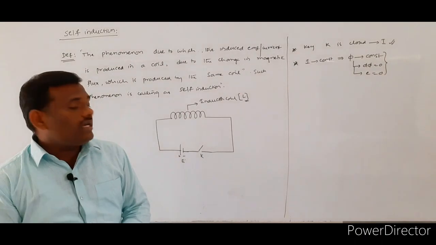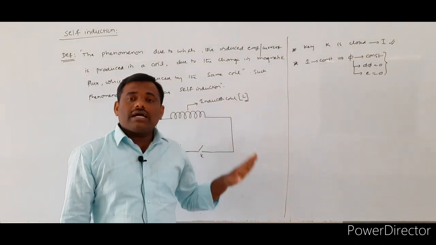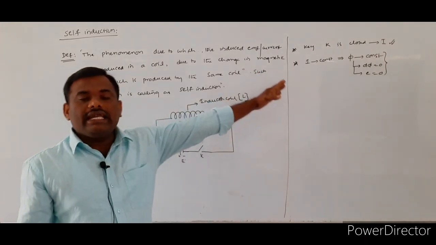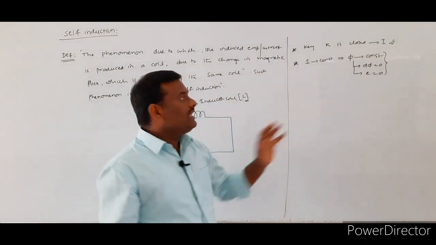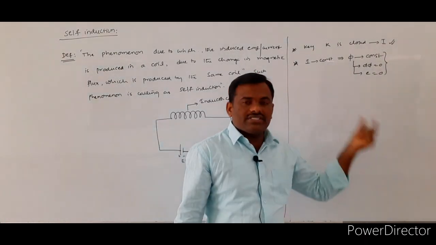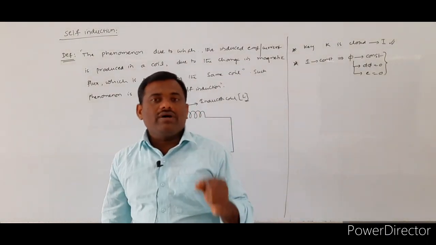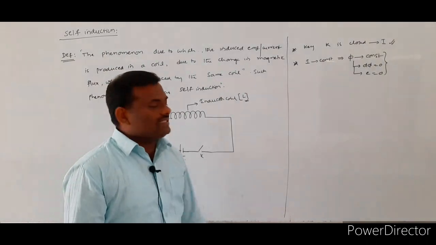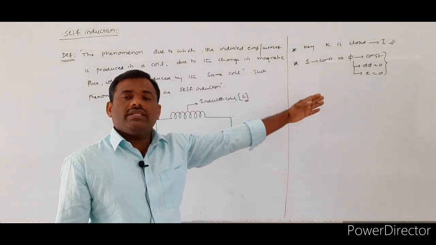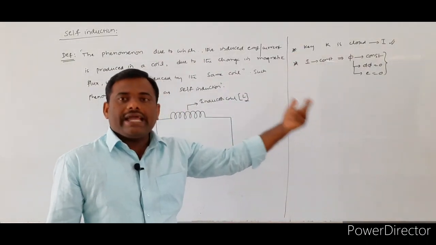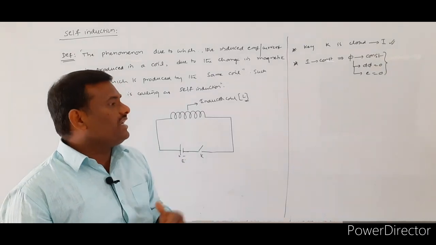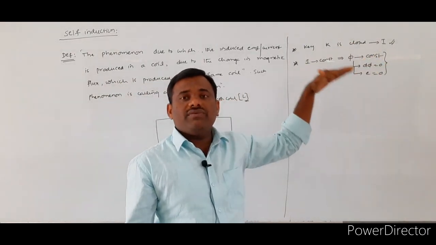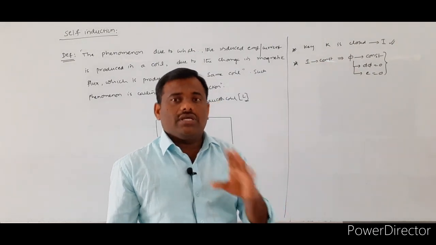When you consider the current produced within the given circuit, if its magnitude is constant, it produces a constant magnetic flux. Whenever the flux is constant, there is no change in magnetic flux. According to the principle of electromagnetic induction, whenever there is no change in magnetic flux, the induced EMF is equal to 0.